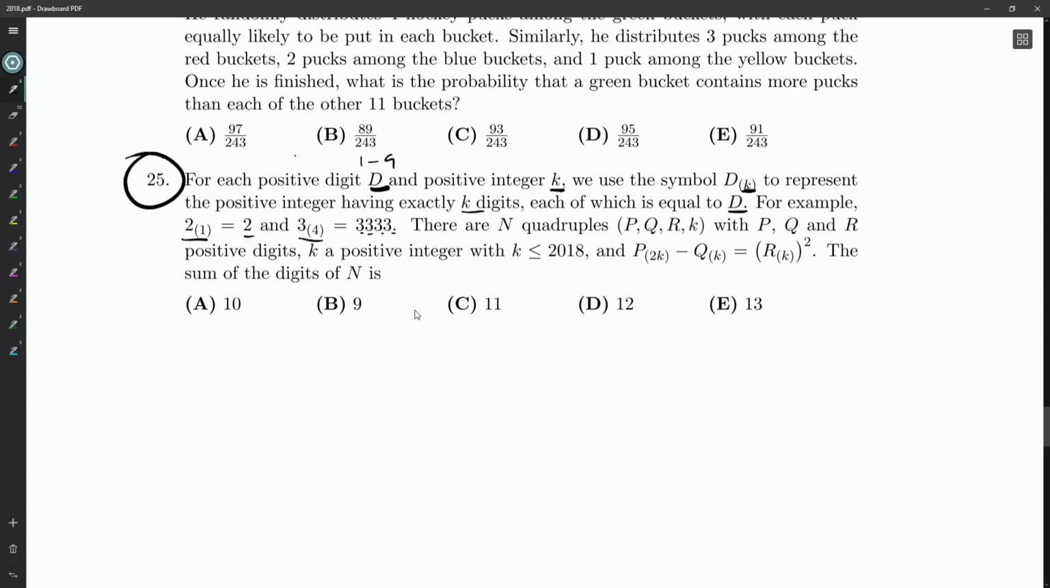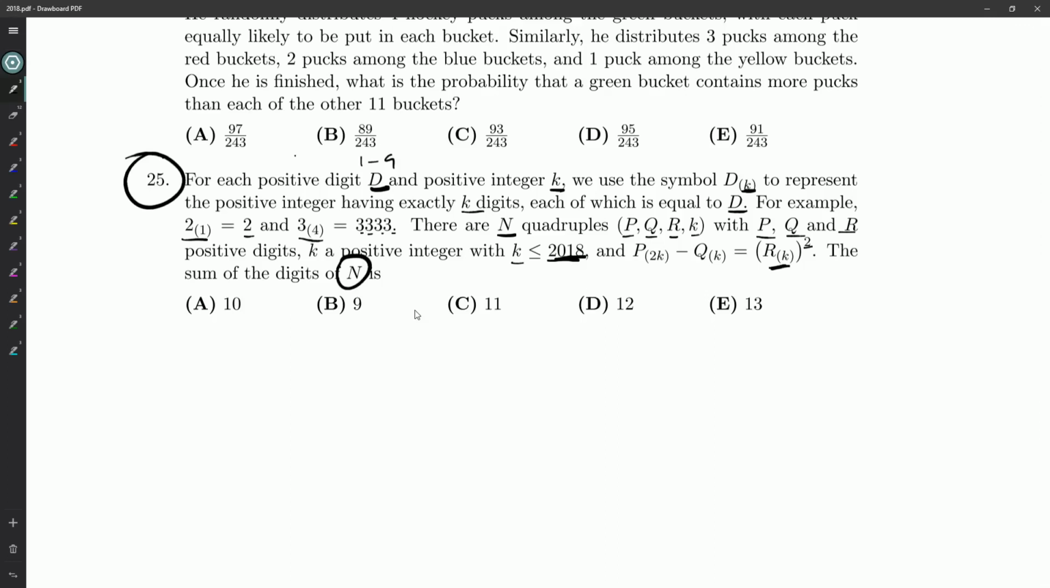There are n quadruples p, q, r, k, with p, q, and r positive digits, so no zeros, k a positive integer with k less than or equal to 2018, and p repeated 2k times minus q repeated k times is equal to r repeated k times squared. The sum of the digits of n is... Okay. They really like these sum of the digits of a counting problem question, because I feel like there's been a couple in the 2018 year. Okay, so we need to figure out the number of quadruples.